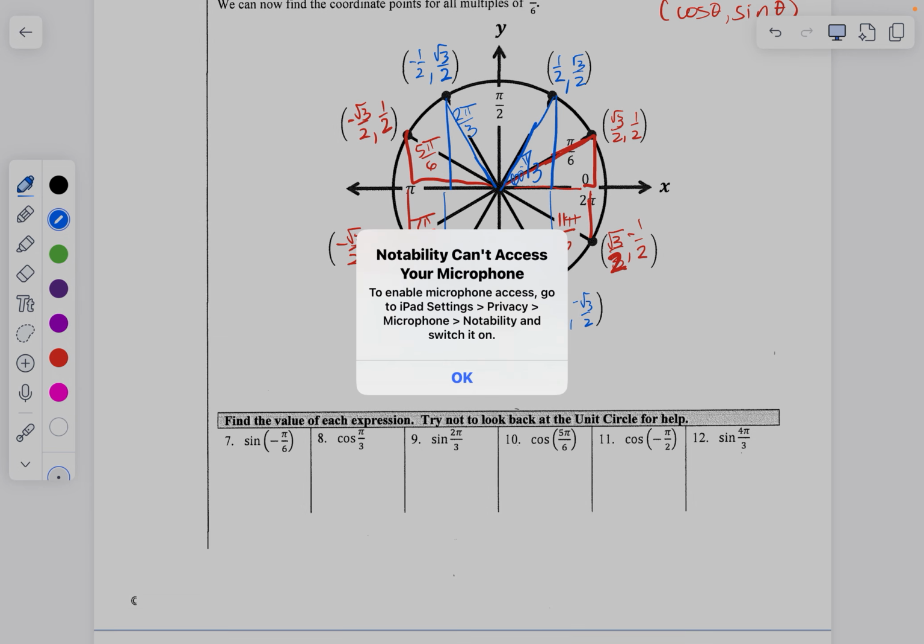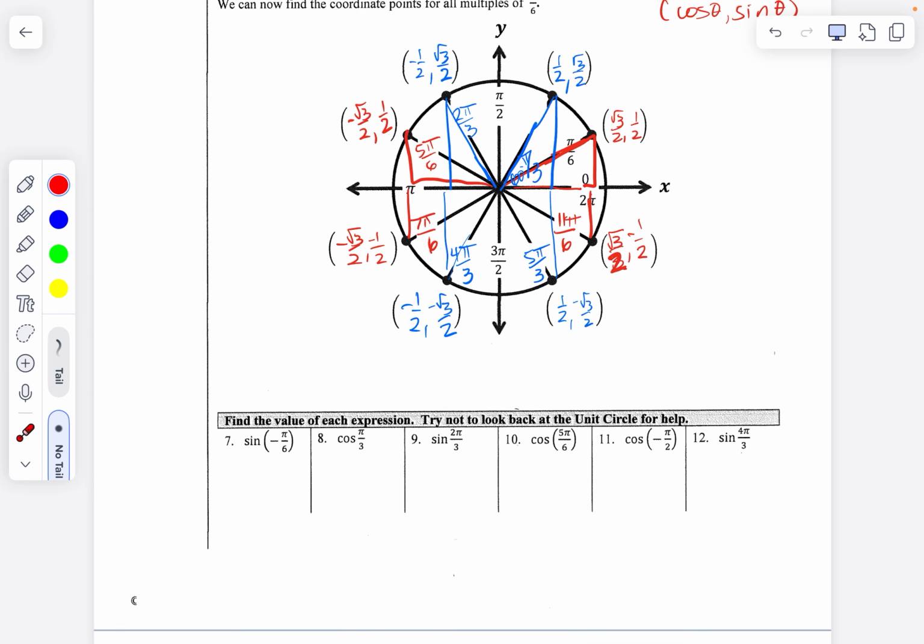So again, sine of negative pi over 6 is right here. So sine is that y value, that's negative 1/2. Cosine of pi over 3, let's find pi over 3. And cosine is that x value, 1/2. Number 9, sine of 2 pi over 3. So 2 pi over 3 is right here. Sine is the y value, that's positive root 3 over 2.